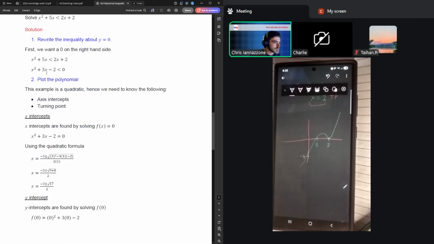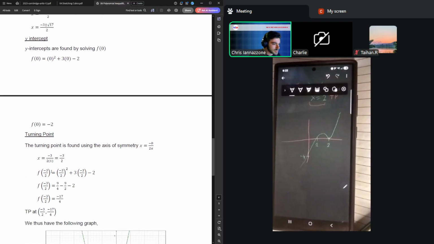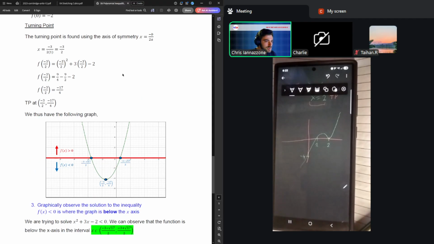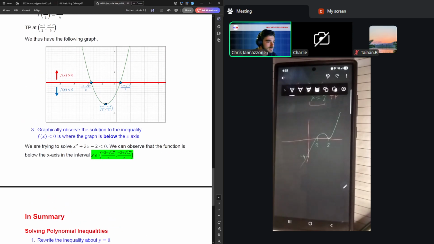In this case I'm using the quadratic formula because there were no nice factors for this, to get the x-intercepts. The turning point is just the middle point of all of that. I won't go into too many details. We all know it's axis of symmetry, completing the square, midpoint of the x-intercepts. Any method by which you want to solve quadratics is how you do that.